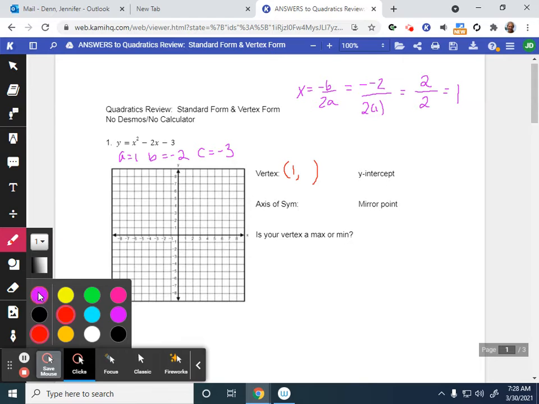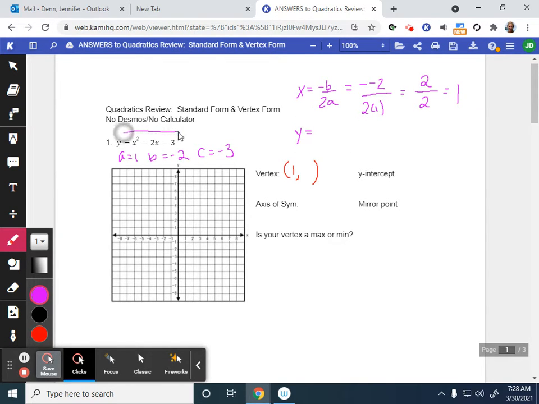To find the y value of the vertex, I now plug 1 in for x back into the original. So here's my original equation, and all of those x's are going to become 1s. So we're going to have 1 squared minus 2 times 1 minus 3. So this will become 1, the exponent has to come first, and then I can skip a step and do this multiplication also. So 1 minus 2 minus 3. 1 minus 2 is negative 1, minus 3 is negative 4. So my vertex is at negative 4.